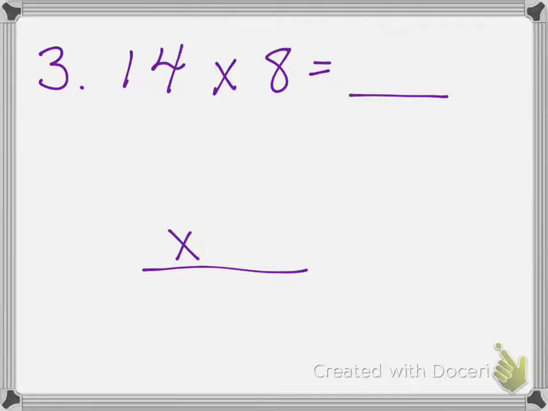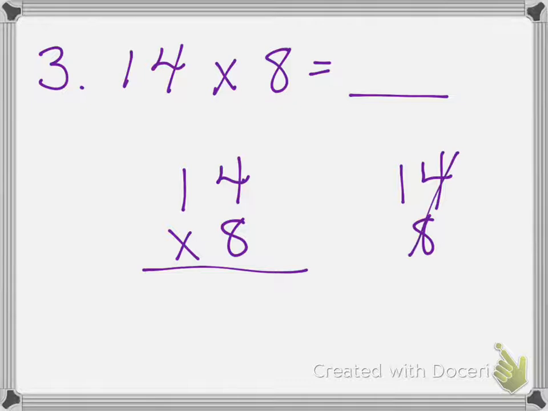All right, if you wrote it out properly, you should have 14 on the top. 8 should be exactly under the 4. If it looks like this, no good, okay? You need to have it lined up exactly on top. See how these numbers are exactly on top of each other? That way you won't get mixed up.